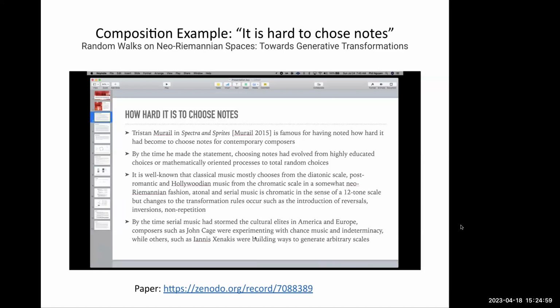Atonal and serial music is chromatic in the sense of a 12-note scale, but by now changes to the transformation rules occurred, such as the introduction of reversals, inversions, non-repetition, etc. By the time serial music had stormed the cultural elites in America and Europe, composers such as John Cage were experimenting with chance music and indeterminacy, while others such as Iannis Xenakis were building ways to generate arbitrary scales. He actually called them sieves.